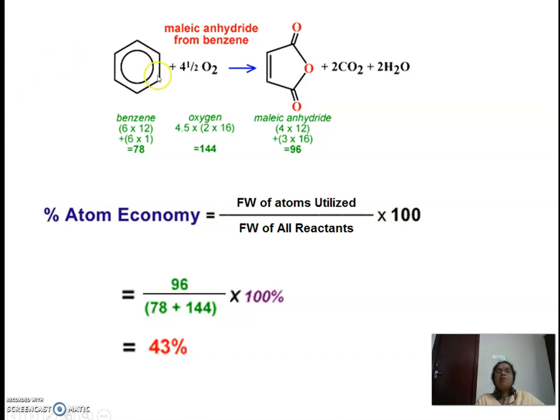Now consider the conversion of benzene to maleic anhydride. Benzene on oxidation gives maleic anhydride. Along with that, we get byproducts. The waste products are carbon dioxide and water. To calculate atom economy, here we have to balance the equation first. After balancing it, calculate the mass of all the reactants, benzene and oxygen, 4.5 O2, and calculate the mass of only maleic anhydride, 96. The percentage is found to be 43%.